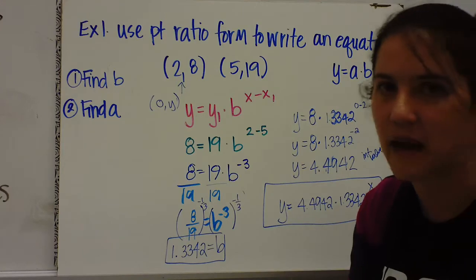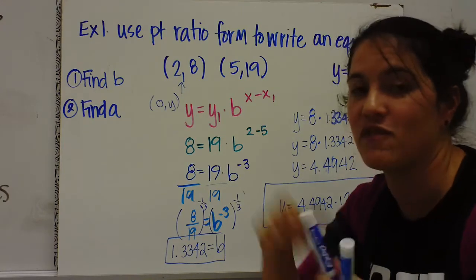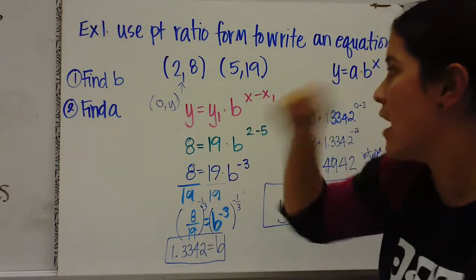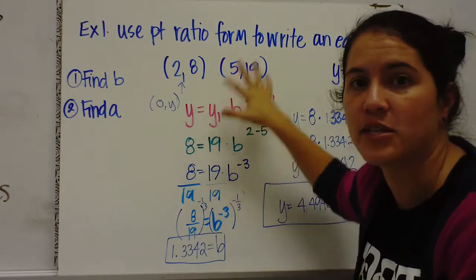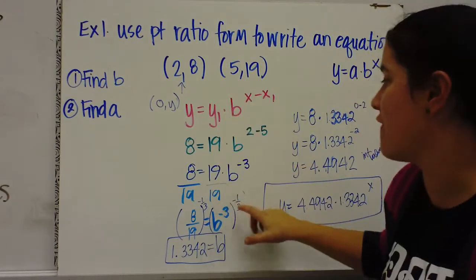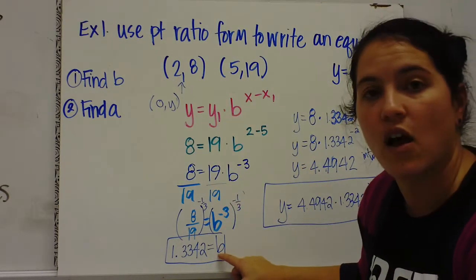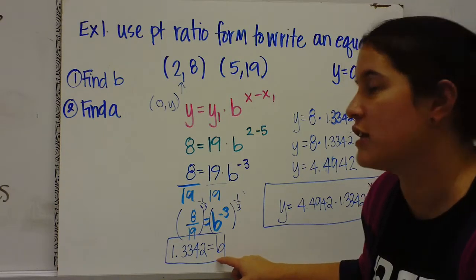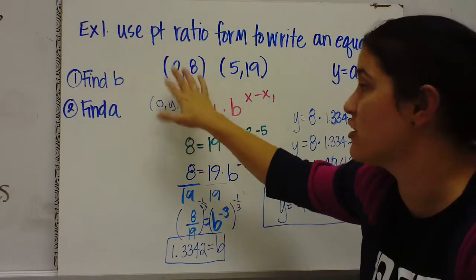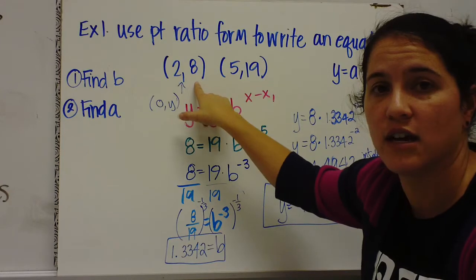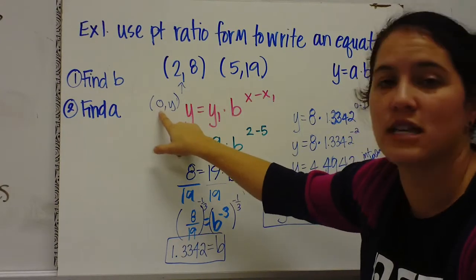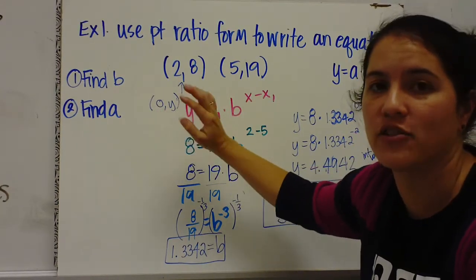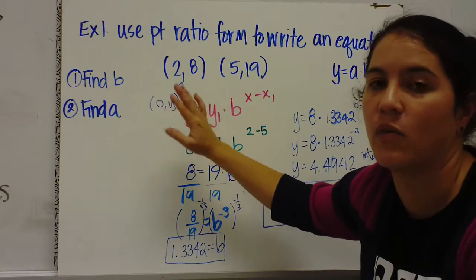That was a lot. I never said it was going to be easy, so let me just verbally go through it again. I used my equation, I substituted my points in, and I found B. Once you find B, you're going to take one of your points. I just took the first one, 2, 8. And we let x equals 0 to find y. That is your initial value. That's your starting amount when x is 0.